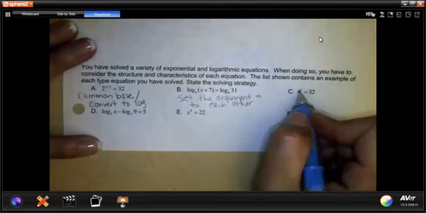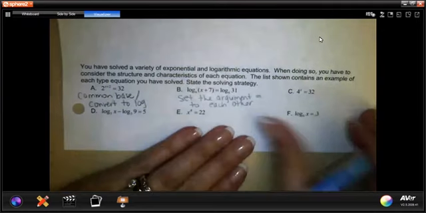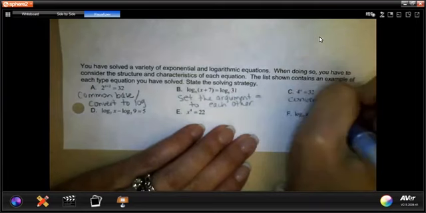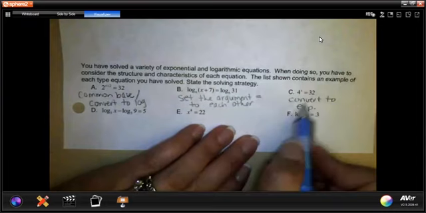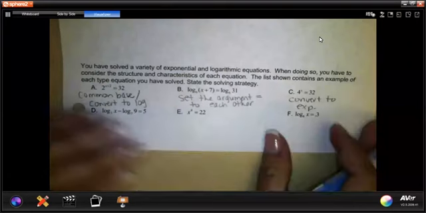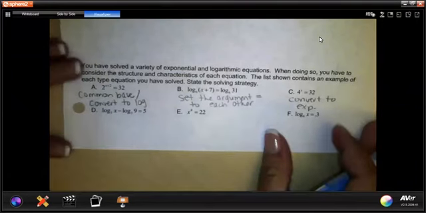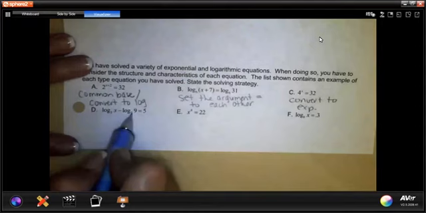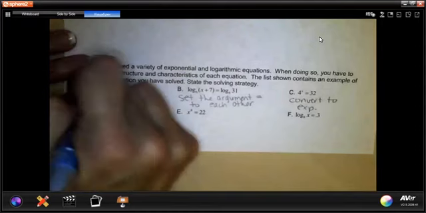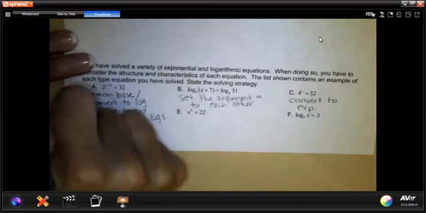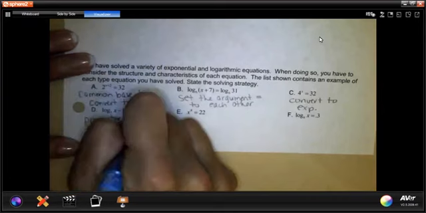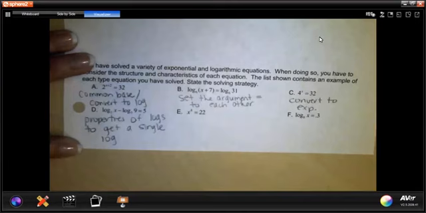This one here, 4 to the x equals 32. You can do common base or you can convert to a logarithm. That one's a really easy one to convert: you drop the 4, so we get log base 4 of 32, so that's an easy one to put in the calculator. For D, we have 2 logs on this side. So the first thing you have to do is use your properties of logs to get a single log. Then you can convert it to an exponential.